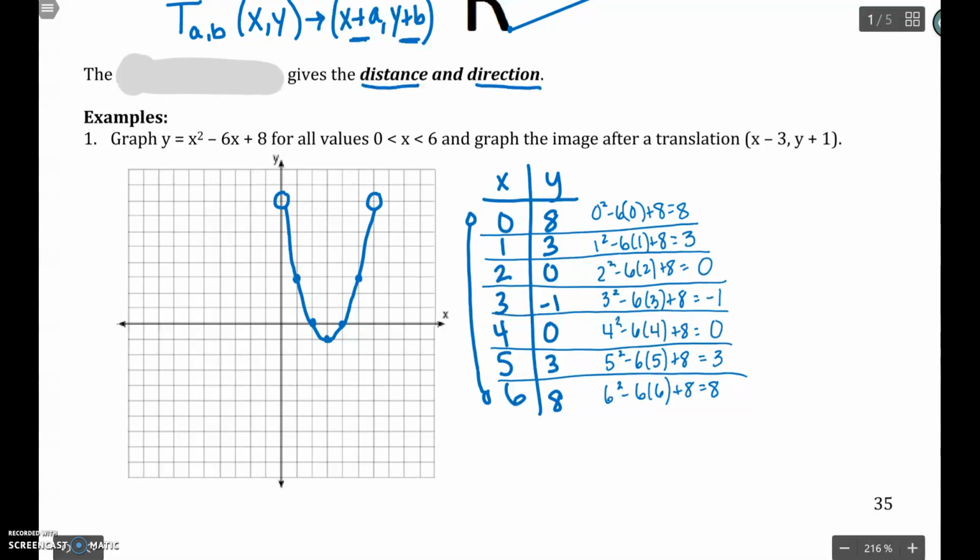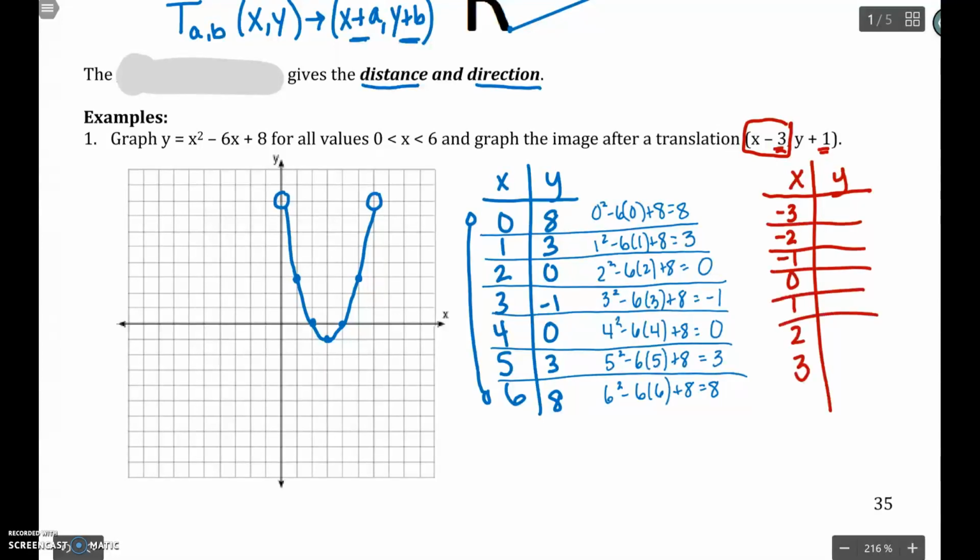Okay, now to do the transformation, we are going to basically create a new table or think about what's going to happen to these. So all of our x values we're going to have subtracting 3. So every one of these x values I'm going to subtract 3. And these would be my new x values. And then every one of my y values I'm going to add 1.